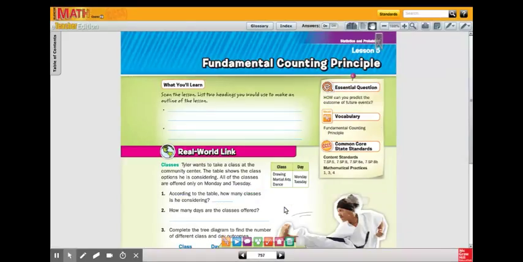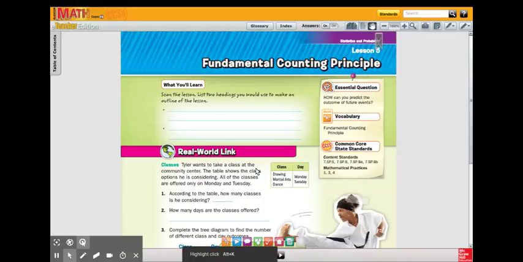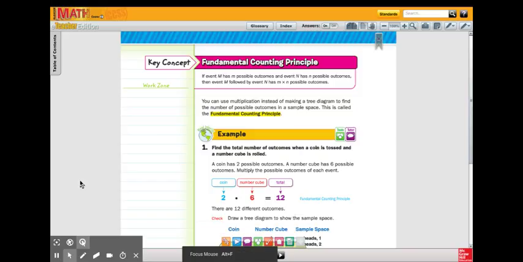Hey, sixth grade. Today we are looking at the fundamental counting principle and what that really means. So, I'm on page 757. So here's the explanation the book gives for fundamental counting principle on 758.